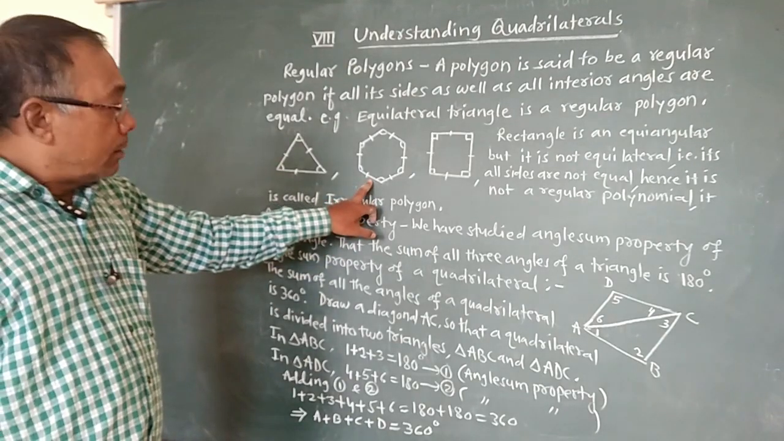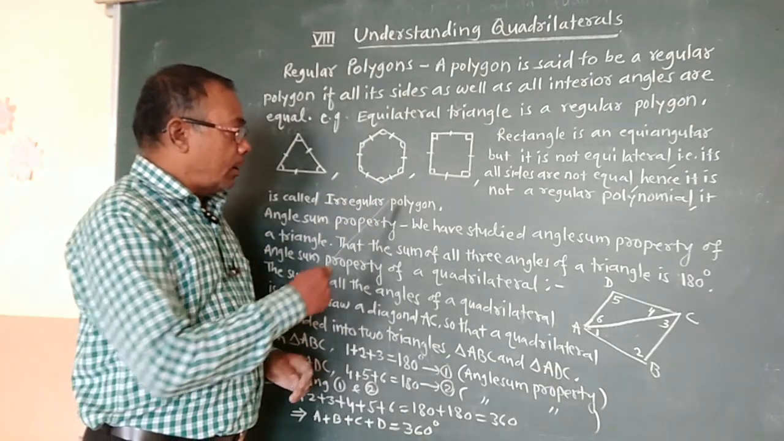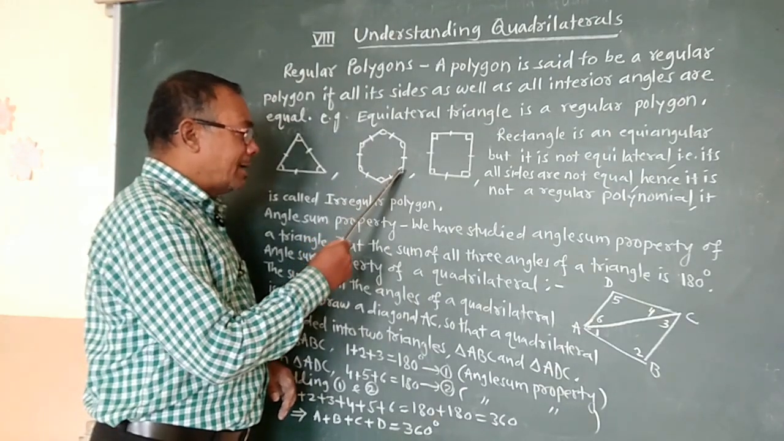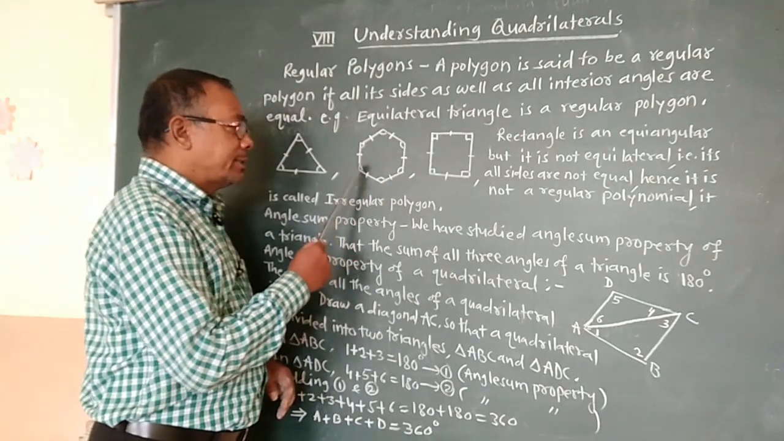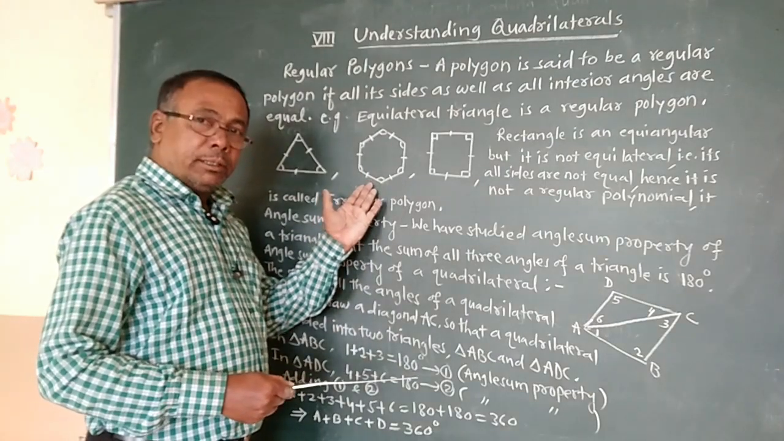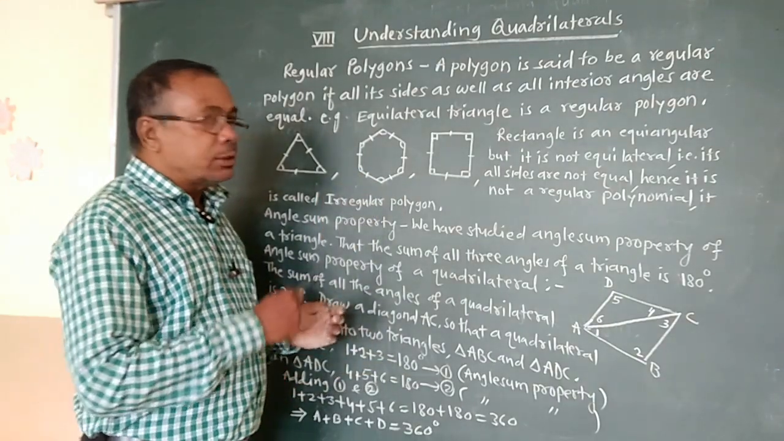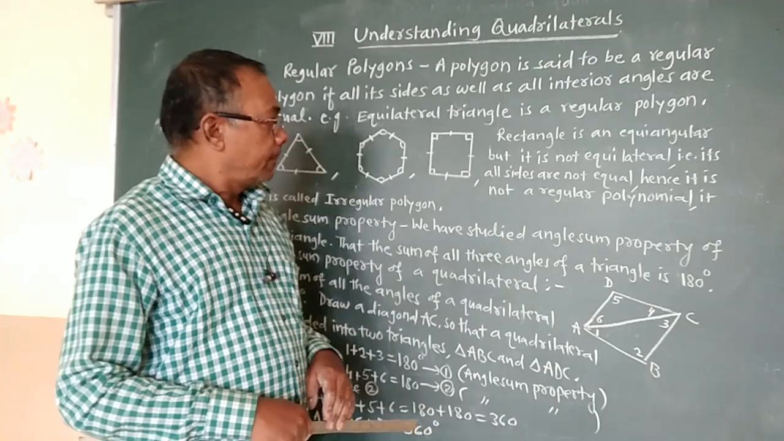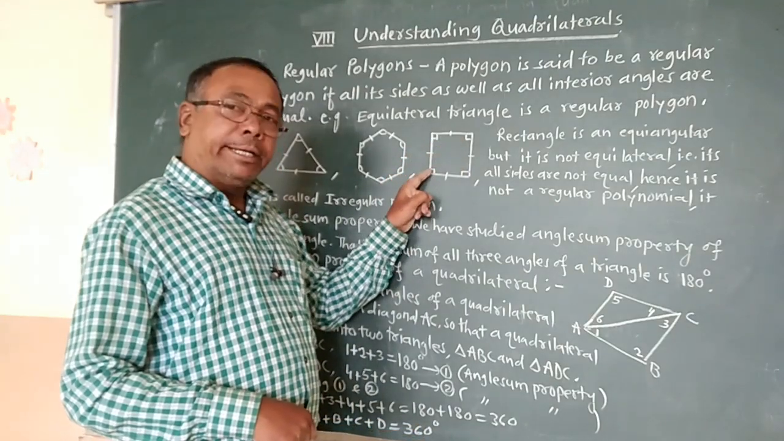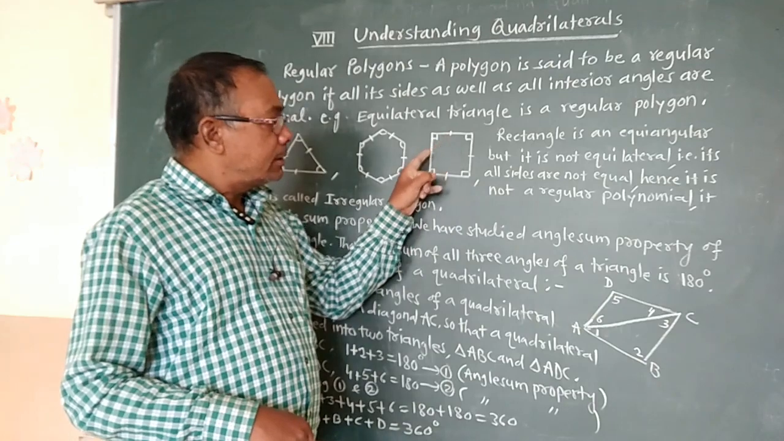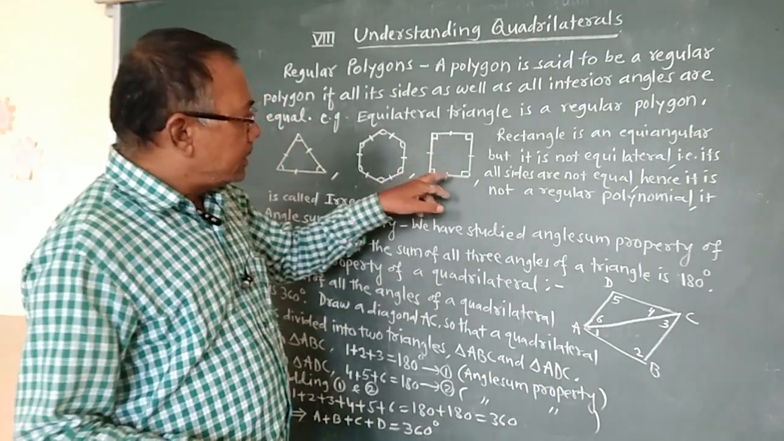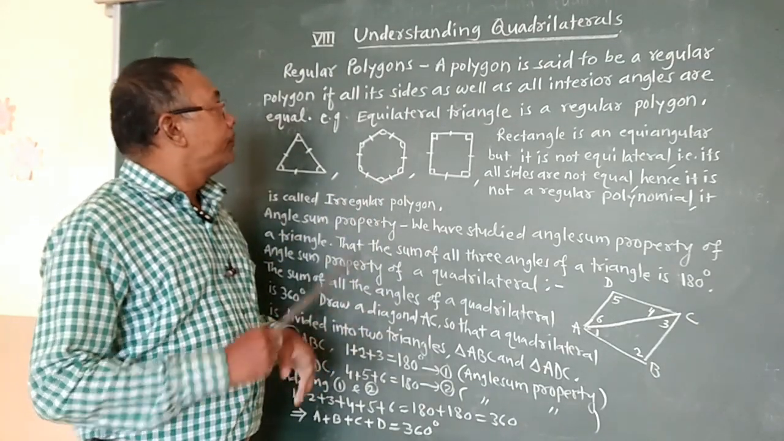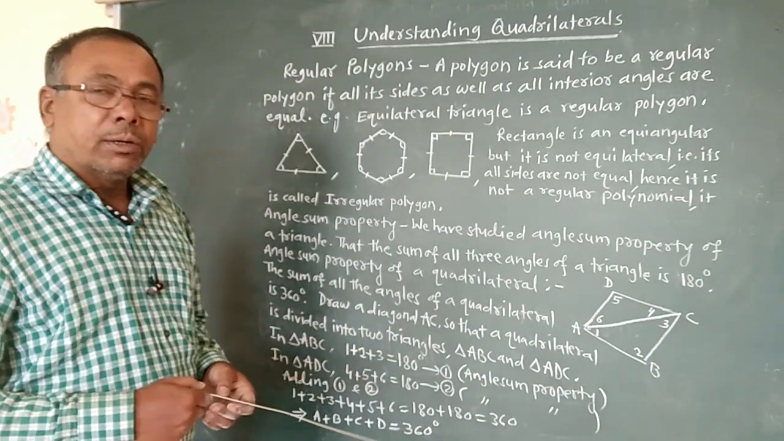Here a hexagon is shown, drawn here. All the sides of this hexagon are equal. Similarly, all the angles are also equal. Same marks are drawn here on the figure, and therefore this is a regular hexagon. Similarly, if we consider a square, all the angles are of 90 degrees. Similarly, all the sides are equal, and therefore the square, equilateral triangle, and regular hexagon are examples of regular polygons.